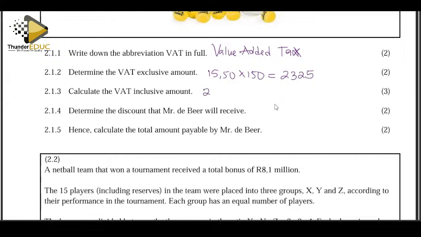Okay. Calculate the VAT inclusive amount. That means you already got this amount here. This is VAT exclusive. You need to multiply with 1.15, and you ended up having 2,673 rands 75 cents.